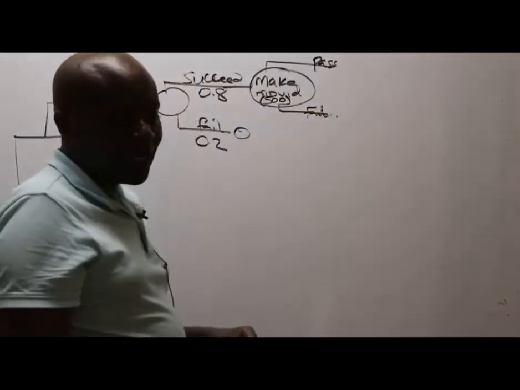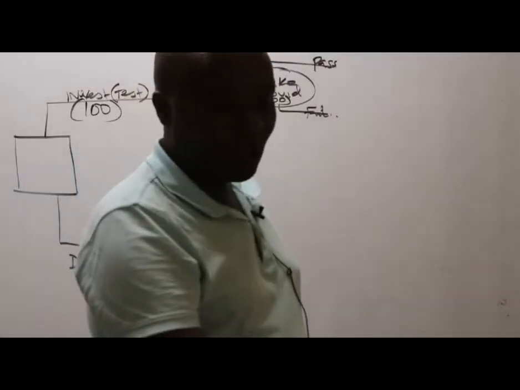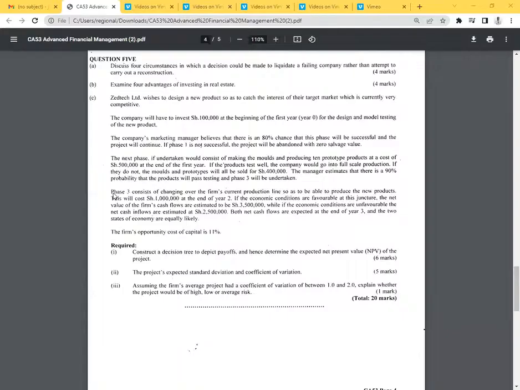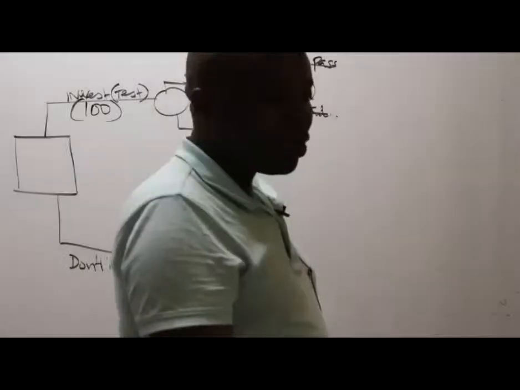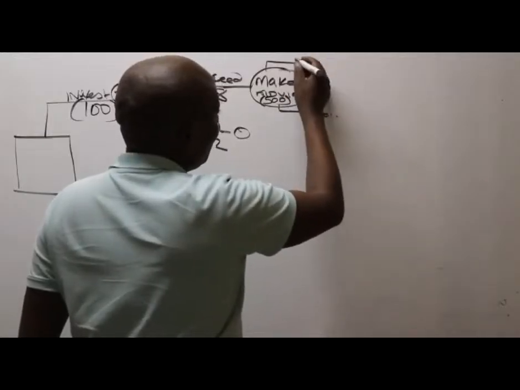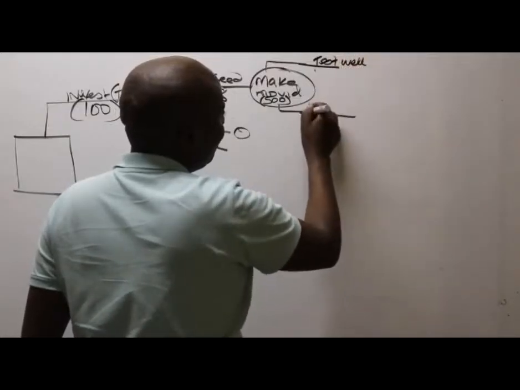They fail the test. So it's either they pass the test. Always use the language given by the examiner. Like now, he has told us that if the products test well, right? So it's about testing well. If they test well, the company will go into full-scale production. If they do not, the molds and the prototypes will all be sold. So it is either these prototypes test well, or they test otherwise. So it's important to use the language used by the examiner. They could either test well or test bad.